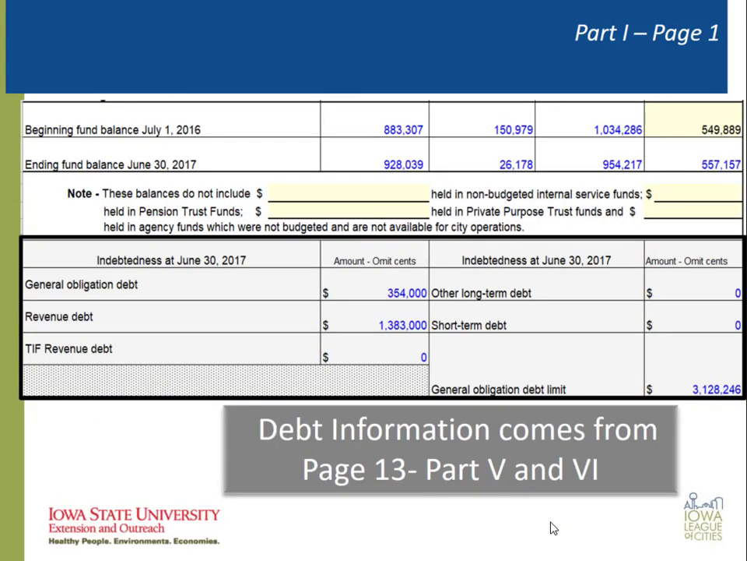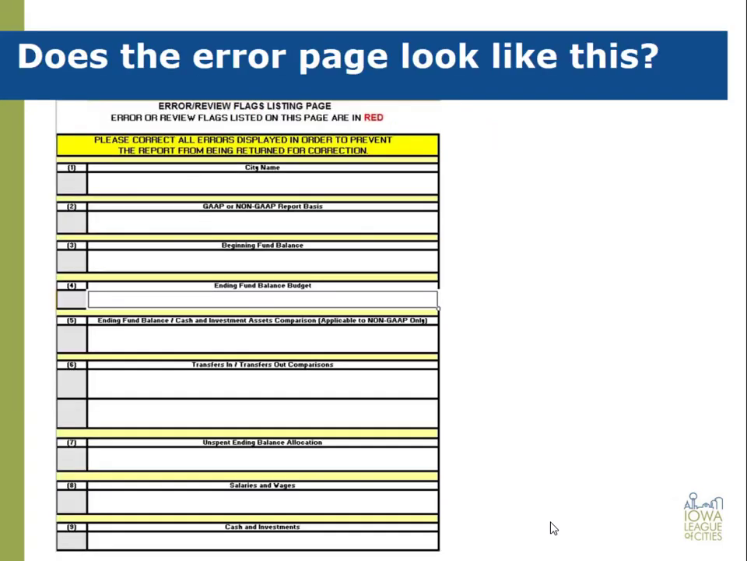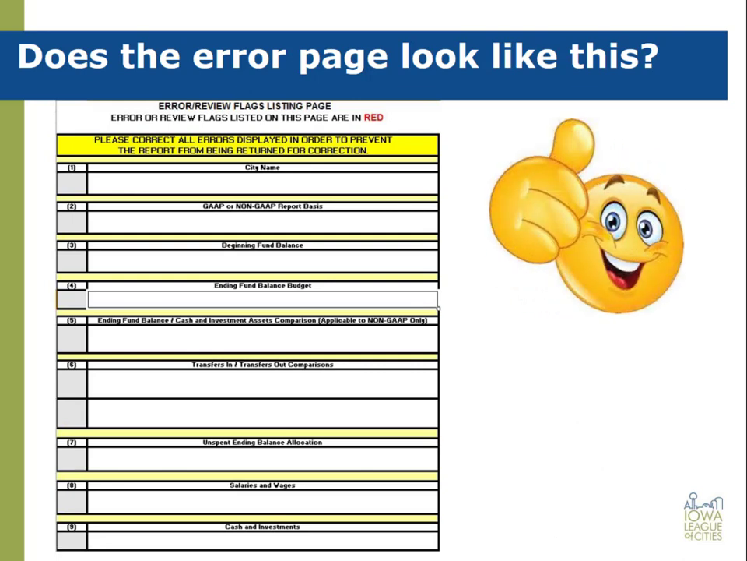Further down the page, your debt information is all coming in from page 13, part 5, and part 6. It's automatically populating so that you don't have to move it over. Now, check your error page. Does your error page look like this? If so, great! Now don't worry if your error page doesn't look like this.